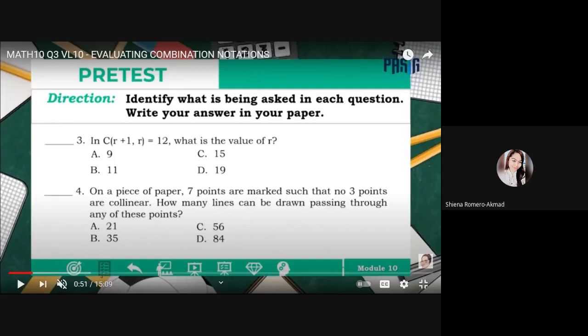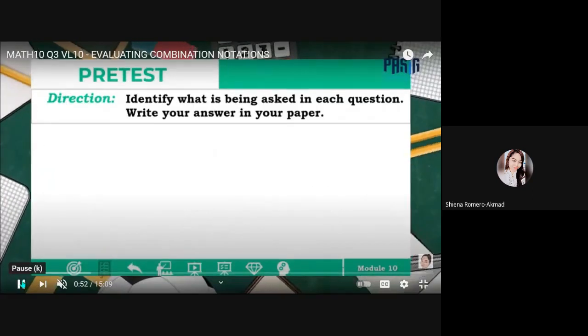Now, what will be the combination notation? That would be combination of 7 taken 2 at a time. If you don't know the answer yet, use your calculator: combination of 7 taken 2 at a time gives 21 as the answer. Later on, you will learn the formula and how to get the answer from it.